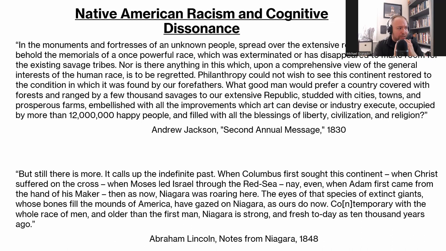We see this expressed in a little bit more of a benign form a little bit later on by Abraham Lincoln, but I put this quote here to show you how influential and how widespread this idea is. This quote takes place 18 years later, and Lincoln writes this kind of in his notebook, his diary, on his visit to Niagara Falls after having viewed the falls. This is what he records in his journal.